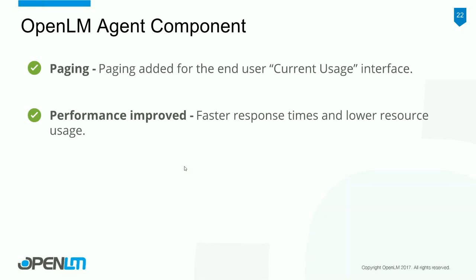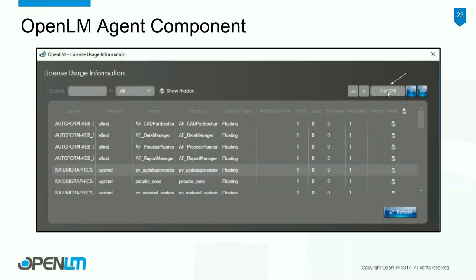This is due to the other point here, the paging. We've added paging to the license usage screen, the end user console. So everything loads up much quicker. Doesn't matter how many licenses and how many license servers you have. As you can see on the right here, you'll be able to see pages that you can scroll through.